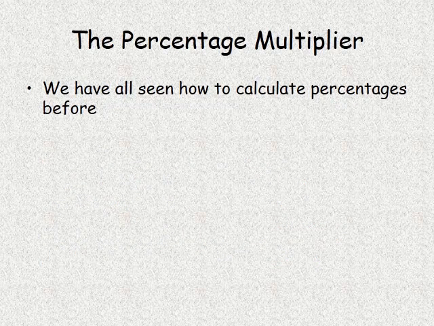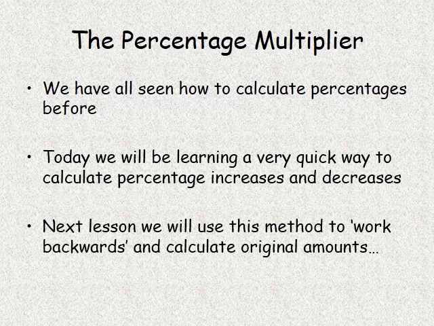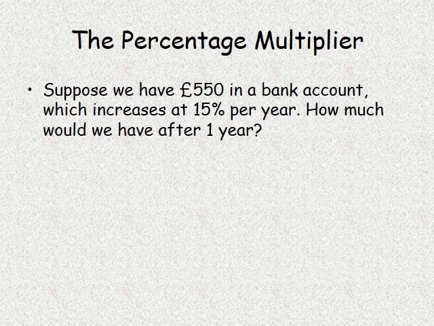Okay, so just to recap or reinforce that we've all seen how to calculate percentages before. Hopefully you have understood that, and today we're going to be learning a quick way of doing percentage increases or decreases. And the next lesson that I am working on is what we call working backwards to calculate an original amount after we know that something has either increased or decreased. Okay, so we need examples.